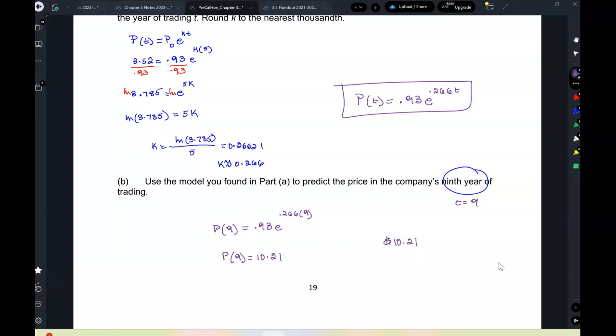Now, if you were rounding along the way, you weren't going to get 10.21. You would get 10.19, and that would be the incorrect value, right? So on the test, there's going to be only one correct value, and that's going to be the unrounded version.